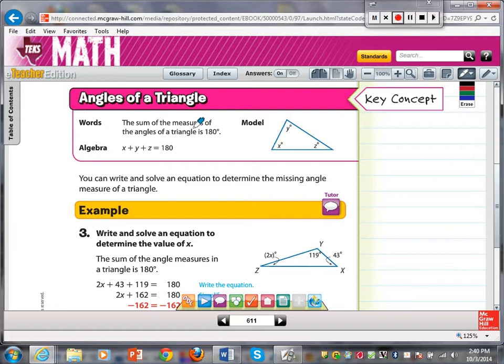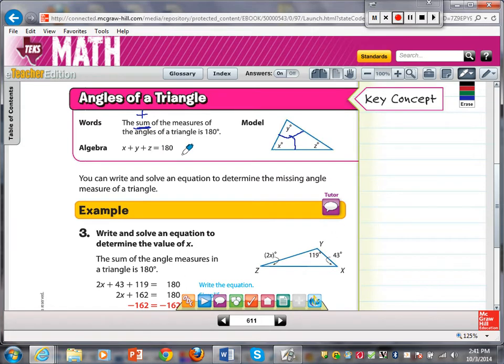The sum of the measures of the angles of a triangle is 180 degrees. Meaning the sum when you add them. When you add all the angles. So for example here, they want you to add this angle, and this angle here, and this angle here. So they got angle X, angle Y, angle Z. When you add them all together, angle X plus angle Y plus angle Z is equal to 180 degrees.